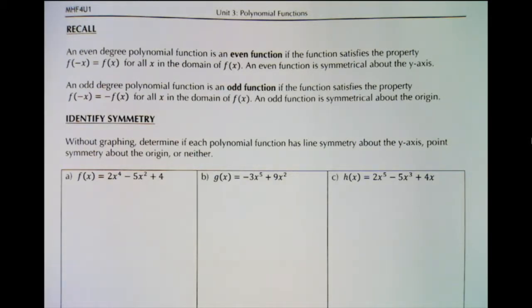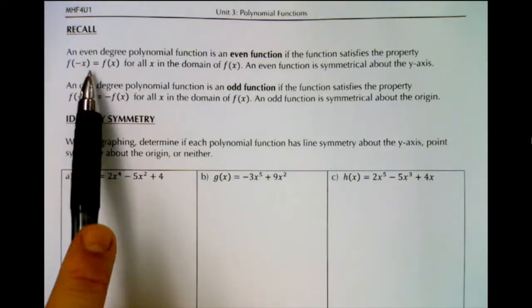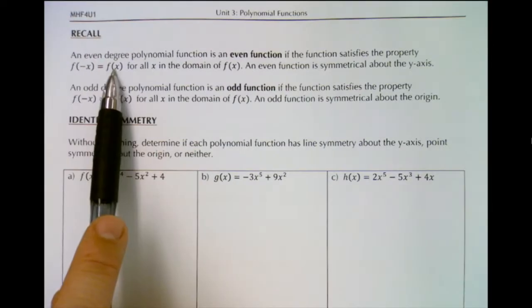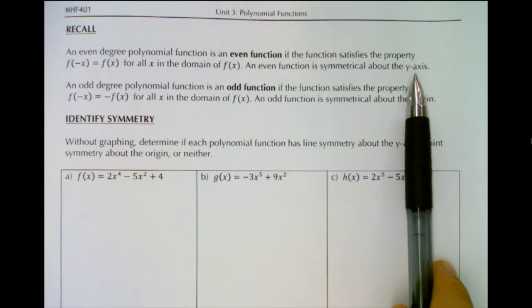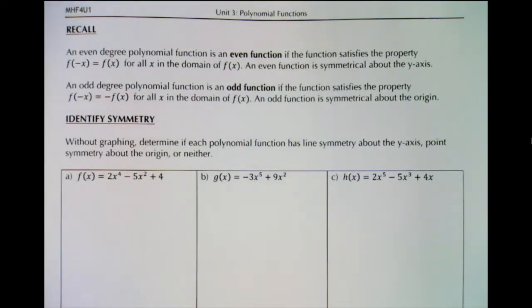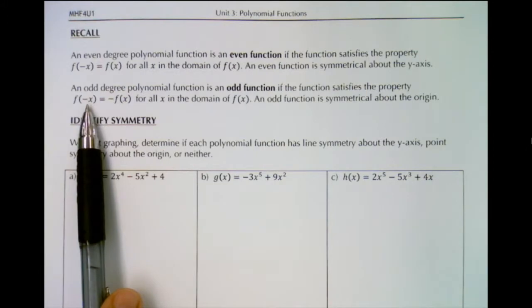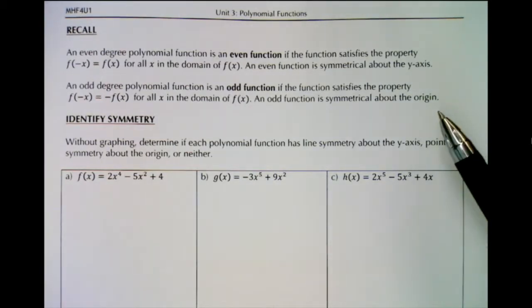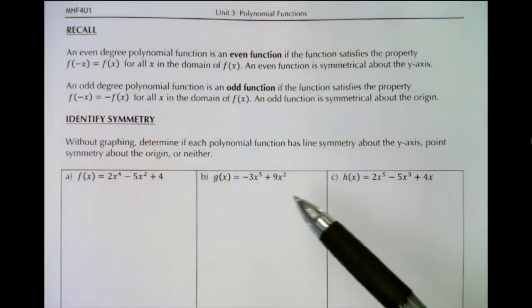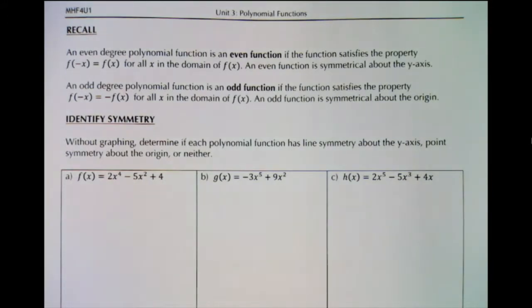So what you may remember from the first unit is that you can describe an even function if a horizontal reflection is equivalent to the original graph, which means the graph would be symmetrical around the y-axis. And you can identify an odd function if it satisfies this property, where a horizontal reflection would result in the same graph as a vertical reflection. And that's described as symmetry about the origin, or rotational symmetry. So without graphing, we're going to take these polynomial expressions and test them to see if there is symmetry.